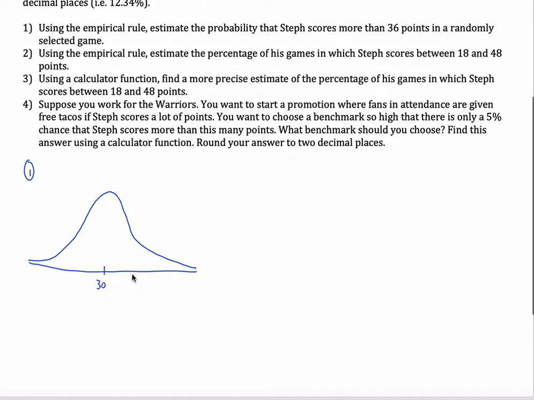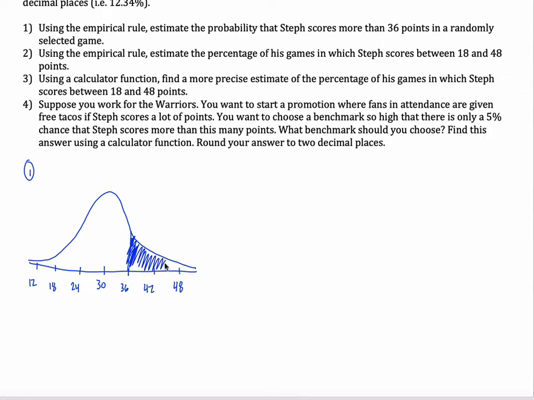So in your picture, the 30 goes in the middle, and then you count up and down by sixes and space them out in such a way that by the time you are 3 standard deviations above the mean, you're out towards the end of your tail here. And similarly, 24, 18, and 12. By the time I'm 3 standard deviations below the mean, I'm pretty far over on the left. And what I'm supposed to do is estimate the probability that Steph scores more than 36 points. So in my picture, I'm talking about this region right here.